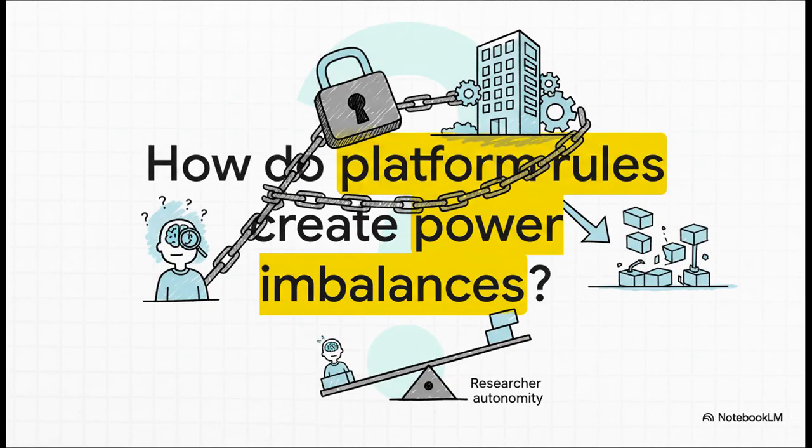We also have to talk about power. As researchers, we're often really dependent on these huge corporate platforms for our data. But what happens when a platform suddenly changes its terms of service or shuts down an API? It can completely gut a research project. The guidelines push us to look critically at these power dynamics and what they mean for our research autonomy.